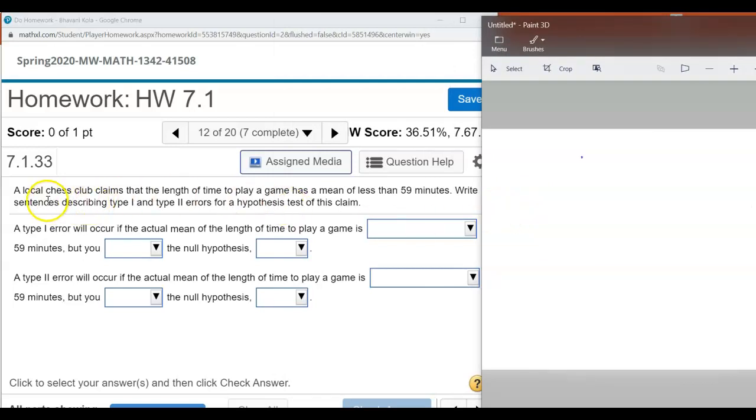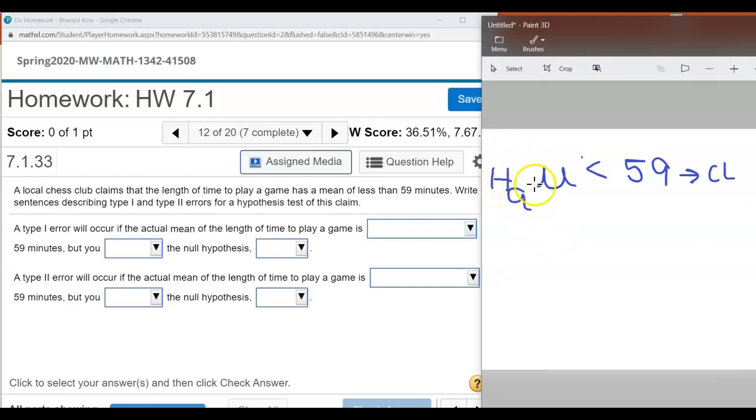What is the chess club claiming? A local chess club claims the length of time to play a game has a mean of less than 59 minutes. So has a mean of less than 59 minutes. This is my claim. I always start with my claim. Do you see what I just did? Now my second step is to see if this is my H naught or HA. I don't have an equal to sign. So what is this? This is my HA.